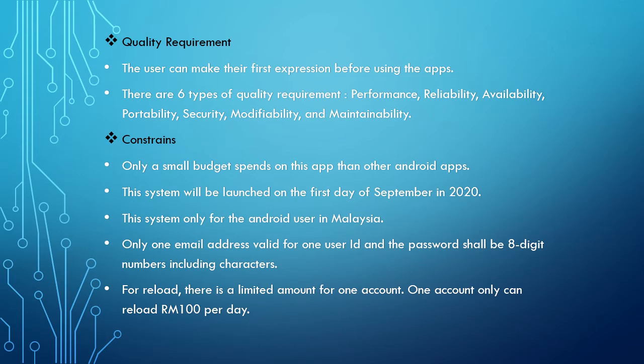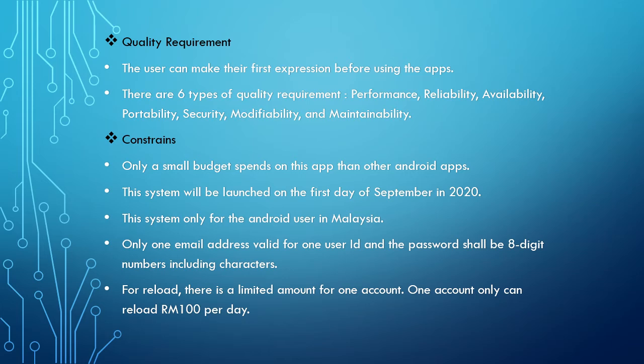Quality requirement. The user can make their first impression before using the apps. There are types of quality requirement, which are performance, reliability, availability, portability, security, modifiability, and maintainability.